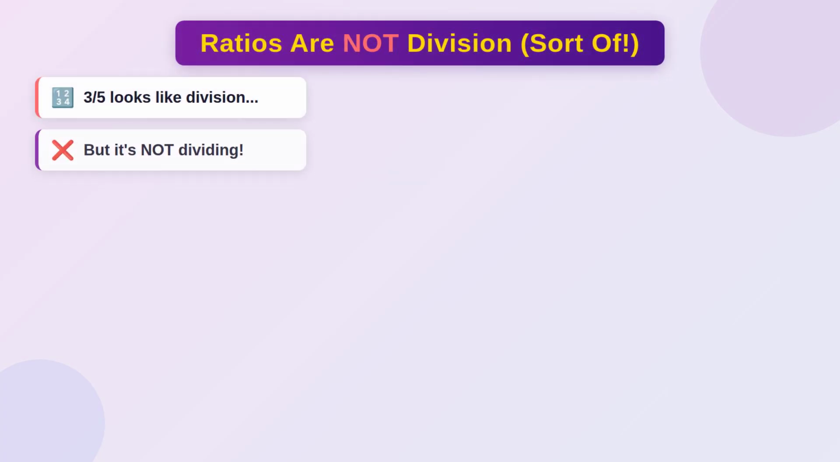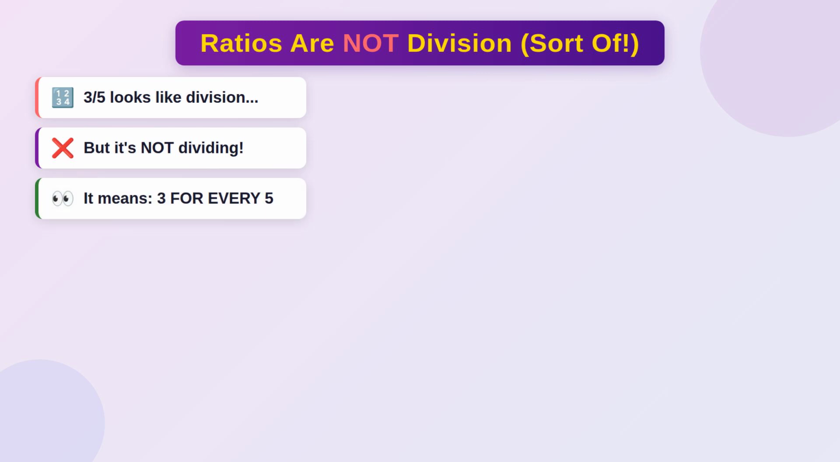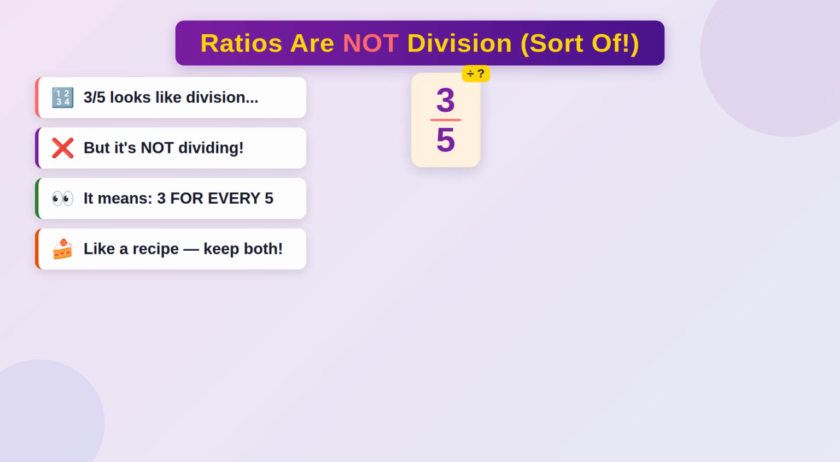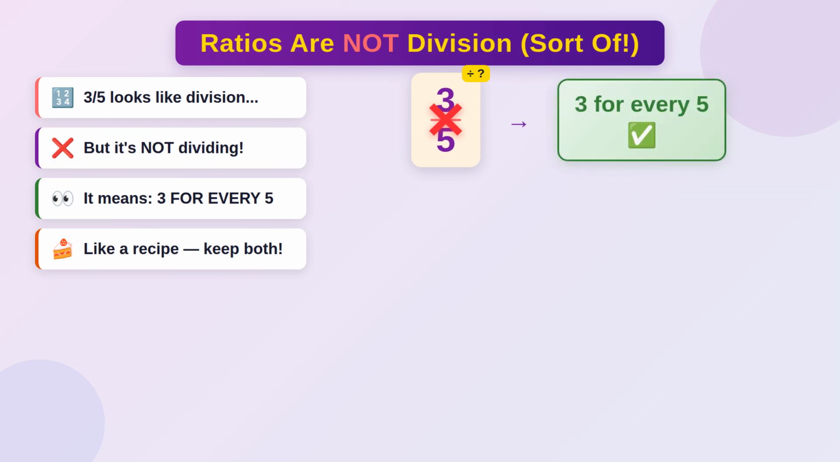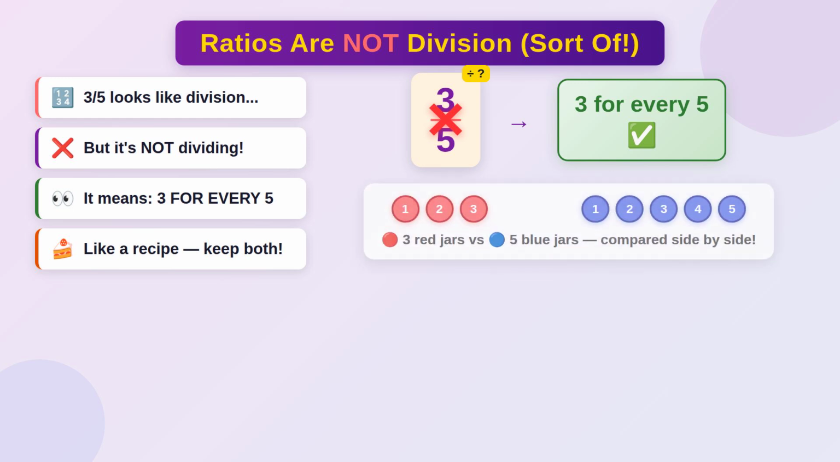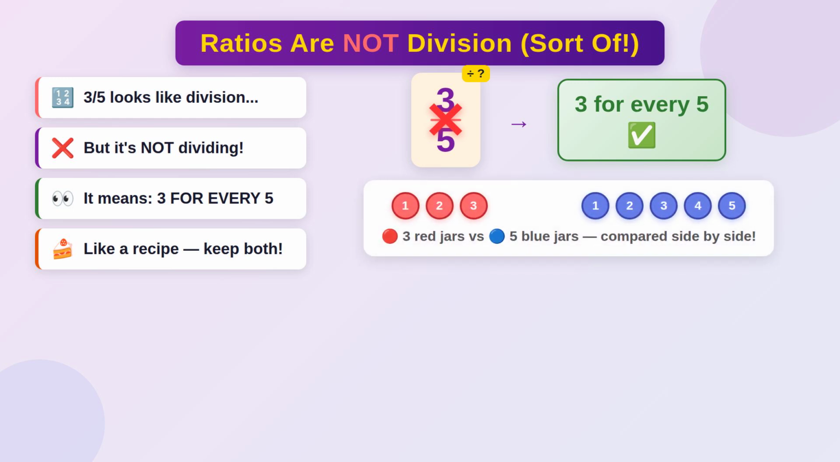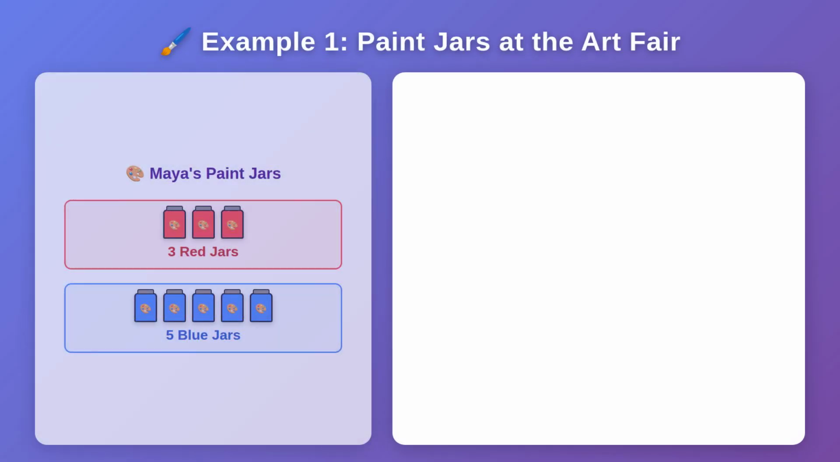Now, here's something that trips a lot of people up. The fraction form of a ratio looks just like division, 3/5. But a ratio isn't asking you to divide. It's saying, for every 3 red jars, there are 5 blue jars. 3 for every 5. Maya almost made this mistake. She started dividing on her calculator. But ratios compare quantities side by side. You keep both numbers whole. Think of it like a recipe. 3 cups of flour for every 5 cups of sugar. You wouldn't divide them. You'd keep both amounts.